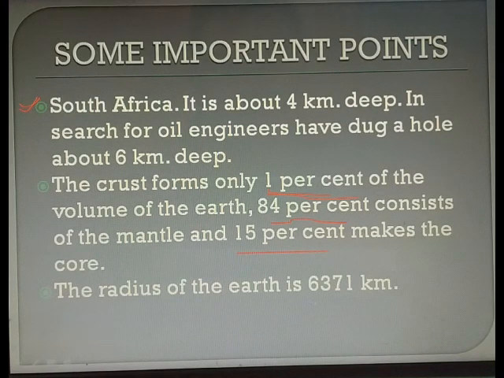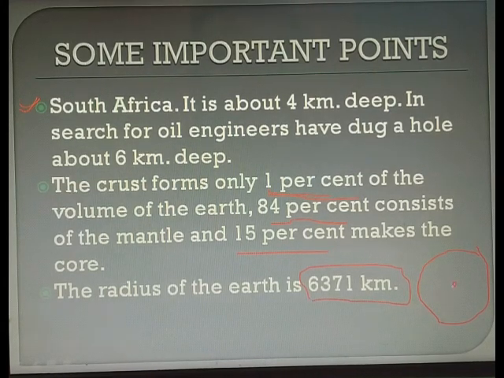The radius of the earth is 6,371 kilometers. I think you know what the radius is. Suppose this is a circle, and this is the center of the circle. From the center to the outer line, that is the radius. So the radius of the earth is 6,371 kilometers. So here we finish part 1.